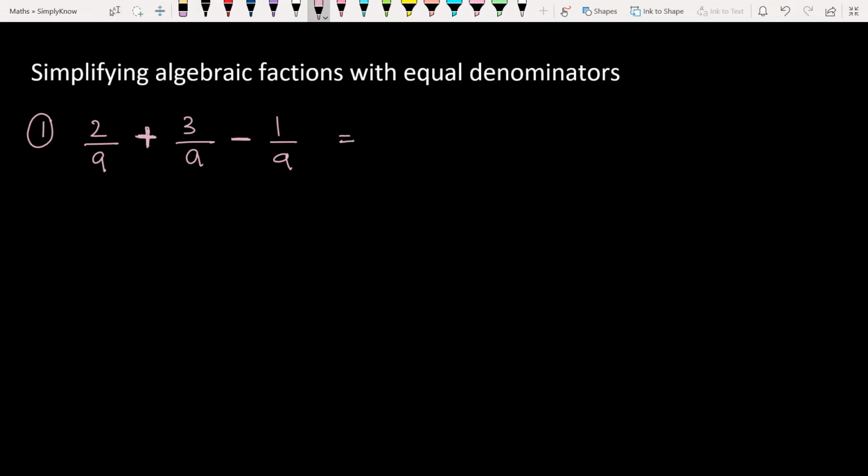All three denominators are the same. Therefore, we have a common denominator, which is a. Then we can simply simplify our numerators. 2 plus 3 minus 1. 2 plus 3 is 5. If we deduct 1 from 5, we get 4. So our answer is 4 over a.